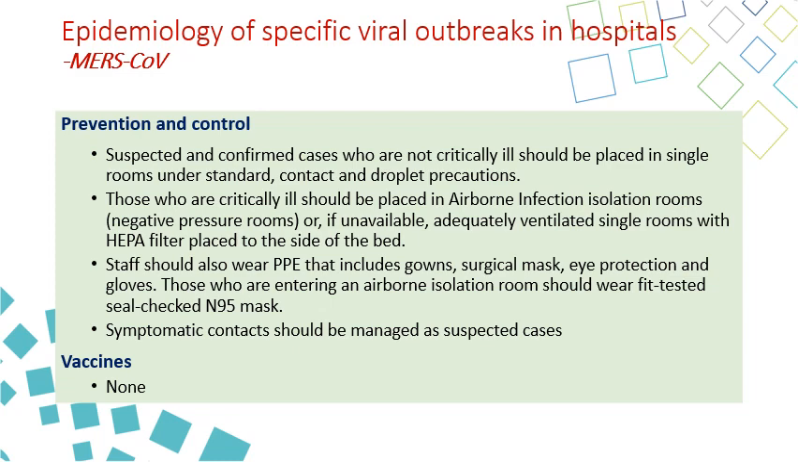But in some critically ill cases, especially in ICU, you need to make sure airborne precautions are also practiced. So you have a negative pressure room or an adequately ventilated single room with HEPA filter. Staff should be wearing appropriate PPE for droplet transmission, like surgical mask, gown, eye protection, goggles, and gloves. But in case of airborne precaution, they need to replace the surgical mask with an N95 mask. Symptomatic contacts should be managed as suspected cases. There is home isolation also for asymptomatic cases, but there is no vaccine for MERS-CoV.